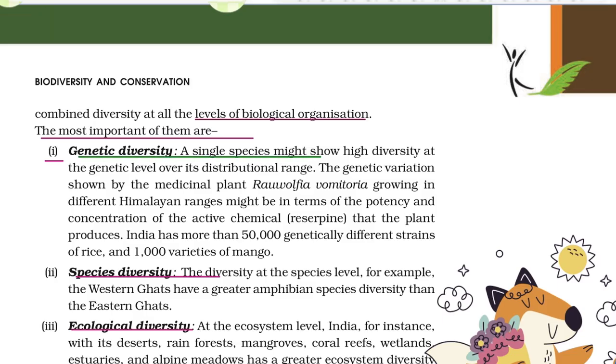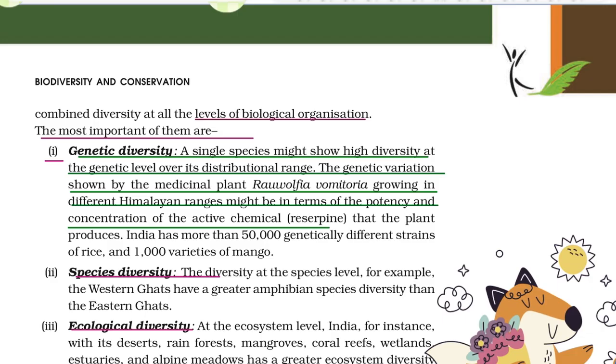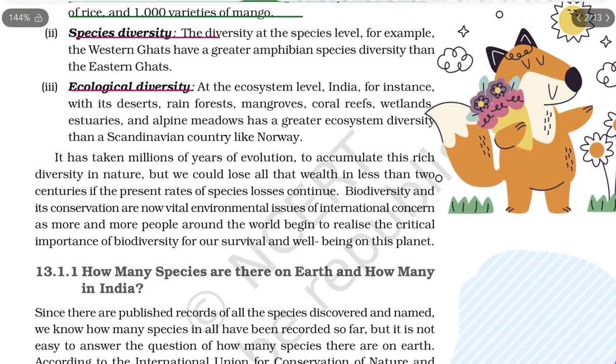Genetic diversity. A single species might show high diversity at the genetic level over its distribution range. The genetic variation shown by the medicinal plant Rauwolfia vomitoria growing in different Himalayan ranges might be in terms of potency and concentration of the active chemical reserpine that the plant produces. India has more than 50,000 genetically different strains of rice and 1,000 varieties of mango.